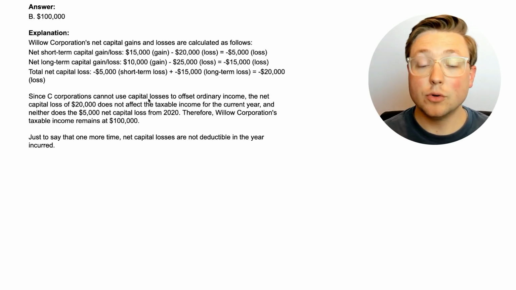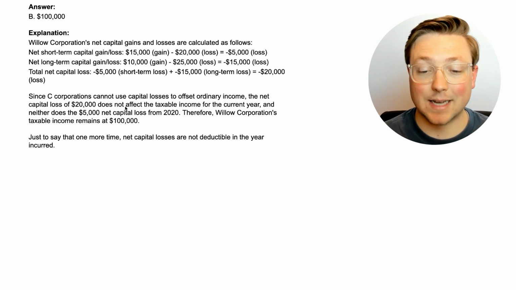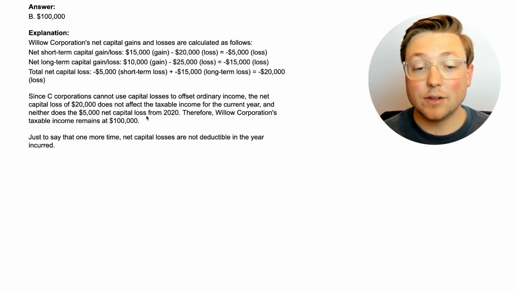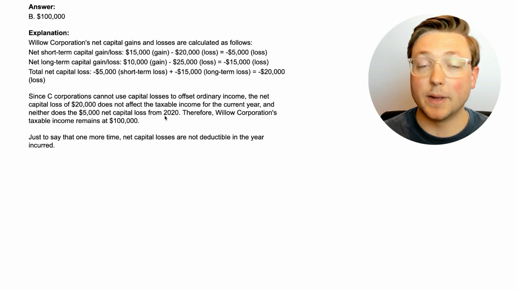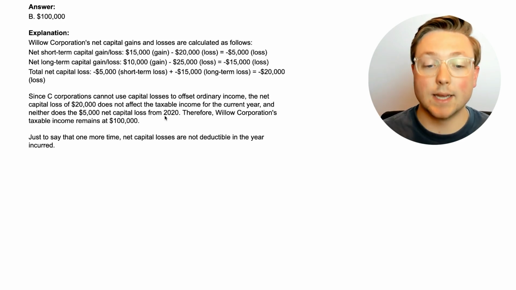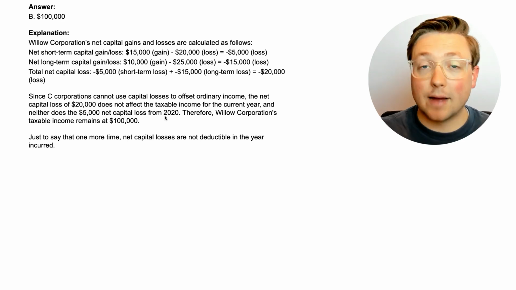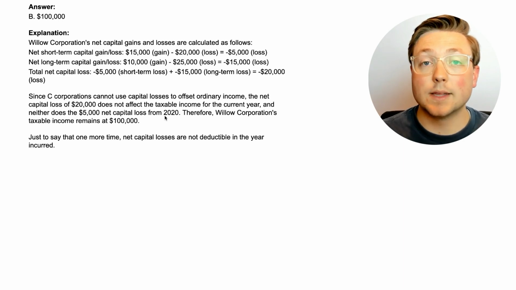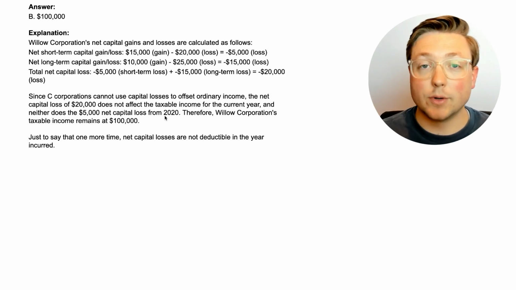Since C corporations cannot use capital losses to offset ordinary income, the net capital loss of $20,000 does not affect the taxable income for the current year, and neither does the $5,000 net capital loss from 2020. Therefore, Willow Corporation's taxable income remains at $100,000. So just to say it one more time, net capital losses are not deductible in the year they're incurred. And that should make sense because you don't have a net capital loss until you've netted all the gains and losses together. And that would mean that there were more losses than gains. There's no more gains for the current year. So obviously you can't use that loss against any gains in the current year because they're all gone.